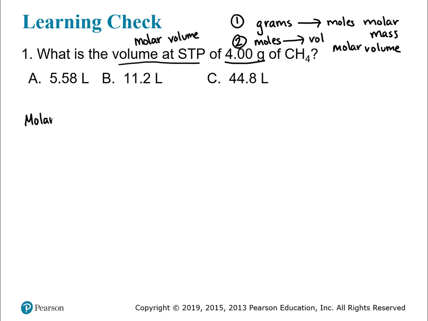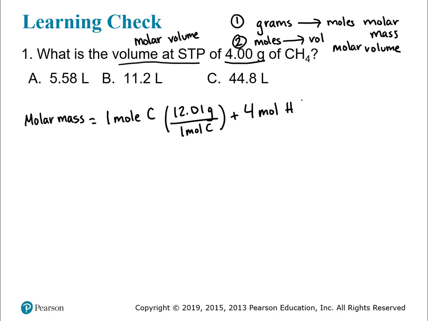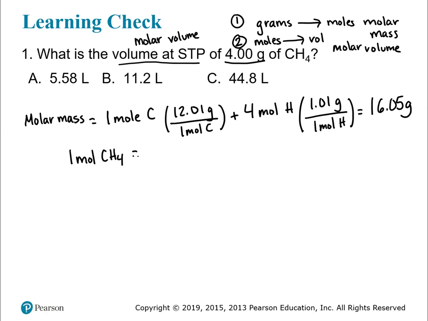To calculate the molar mass, we need to look up carbon and hydrogen on the periodic table. There's 1 mole of carbon in 1 mole of methane, and the molar mass of carbon is 12.01. We're going to add that to the mass of 4 moles of hydrogen. And 1 mole of hydrogen is 1.01 grams. Now we know 1 mole of methane is equal to 16.05 grams.